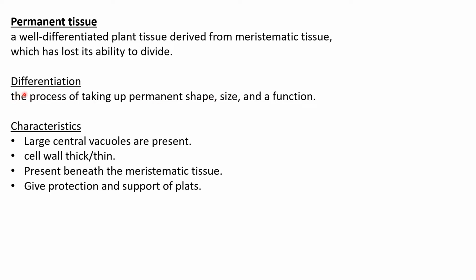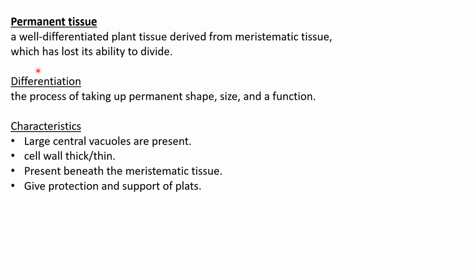Now see, differentiation, a new term. What is differentiation? The process of taking up permanent shape, size and functions, that is called differentiation. Here we saw a well differentiated plant tissue. So what is a well differentiated plant tissue? That means when meristematic tissues take up a permanent shape, size and function, that process is called differentiation.